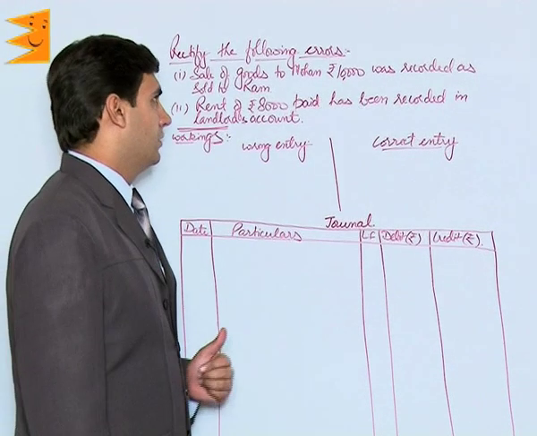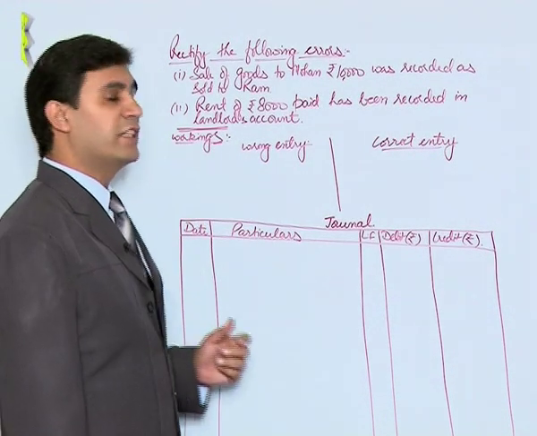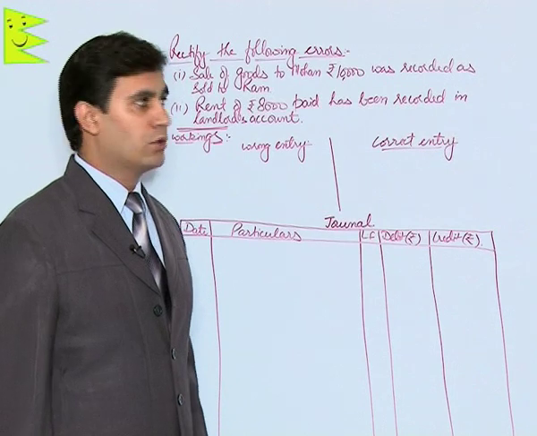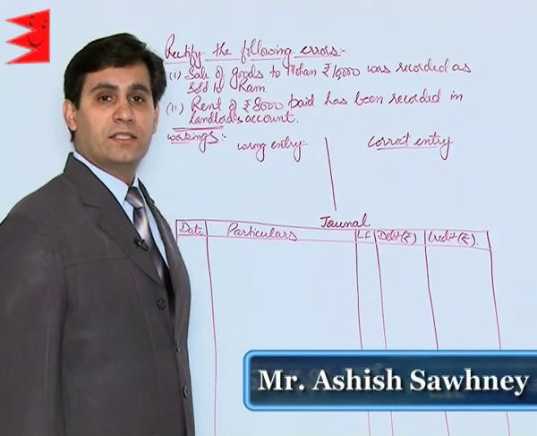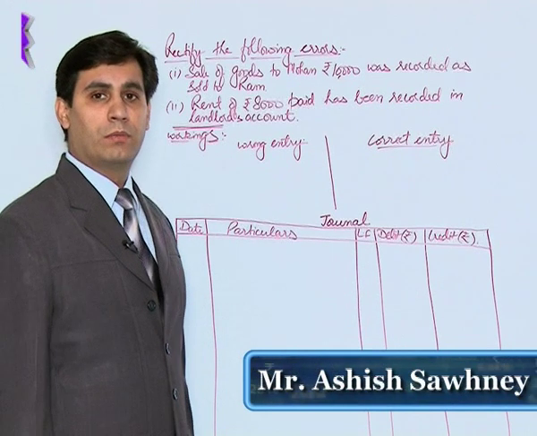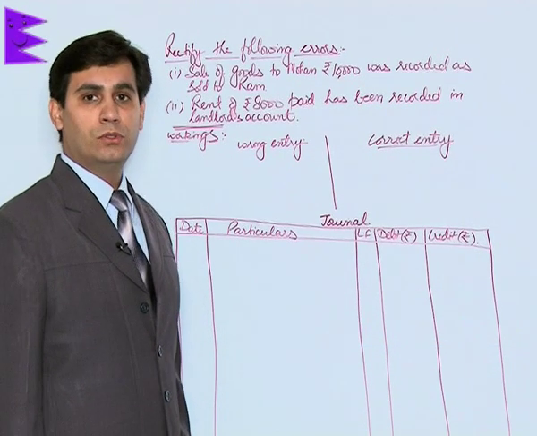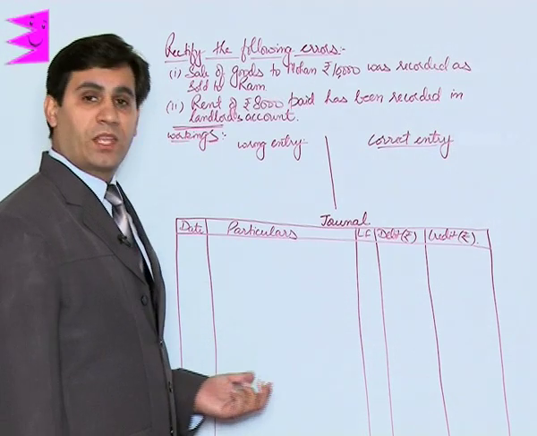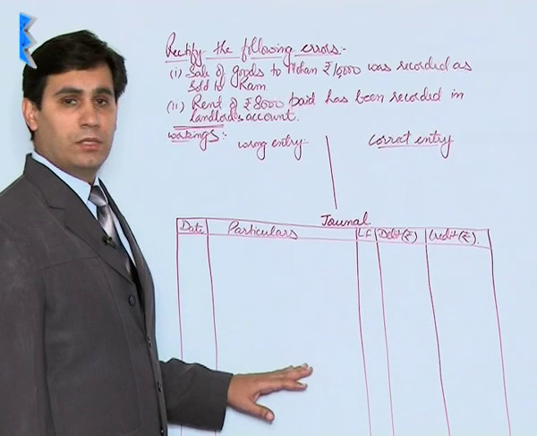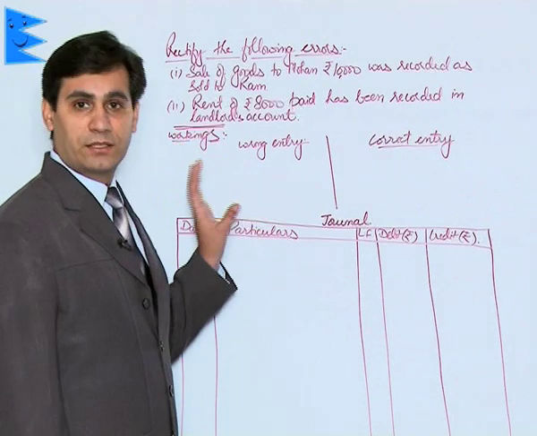Rectify the following errors. The first entry is sale of goods to Mohan for rupees 10,000 was recorded as sold to Ram. That is, we sold goods to Mohan, but we actually recorded them as sold to Ram. Now students, again the same thing. We'll make the rectified entry in the journal, but this space we are using for workings.